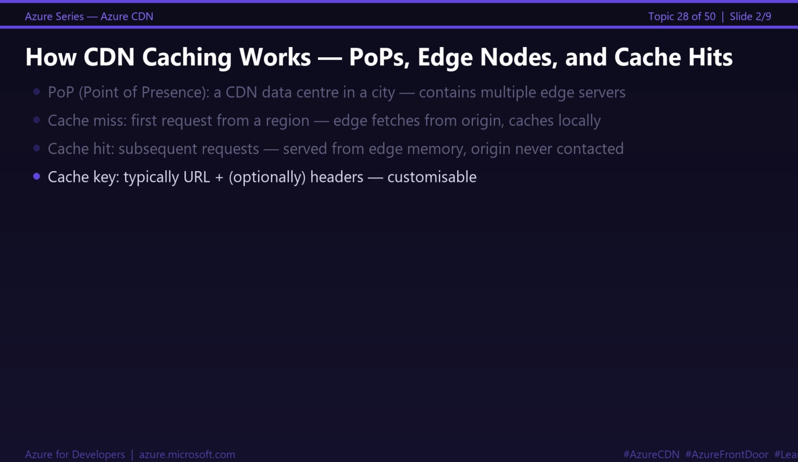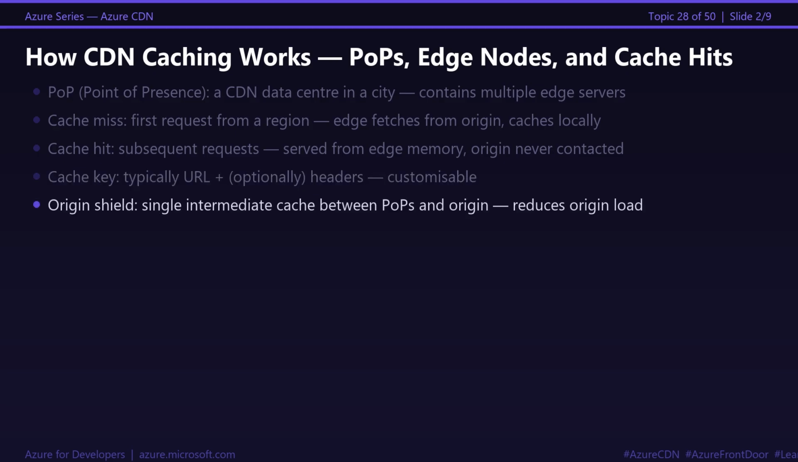You control exactly what the CDN caches through HTTP headers. The Cache-Control header is the master switch. Public, max-age=86400, CDN caches this for 24 hours. No-store, CDN never caches this. Used for authenticated pages and API responses.